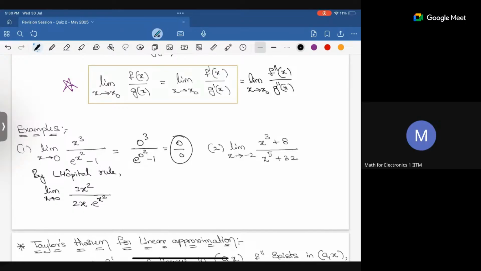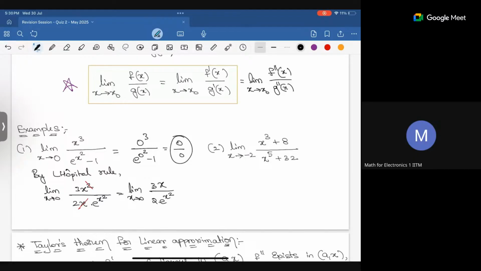Right. So now there will be some cancellations, and the expression would be limit x tends to 0 of 3x by 2 into e power x squared.